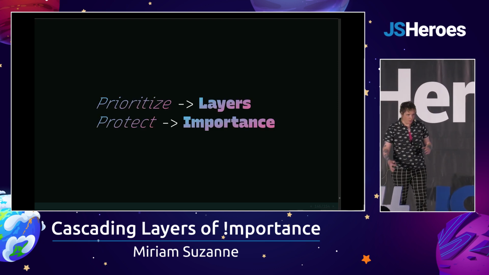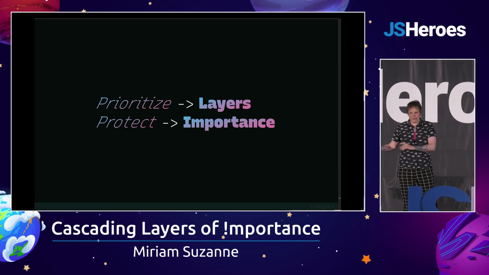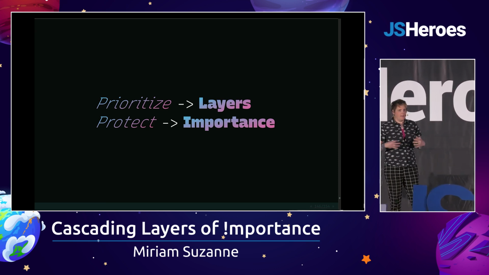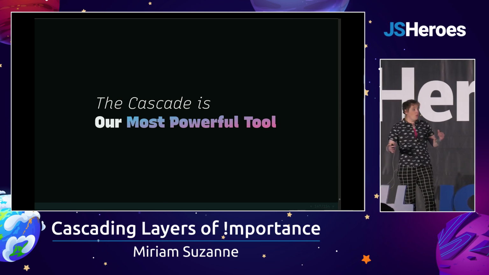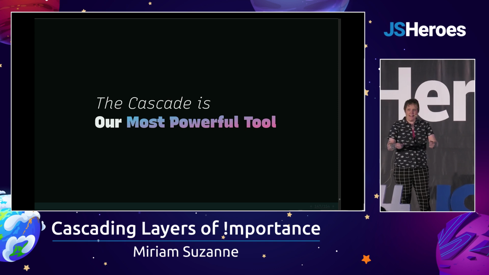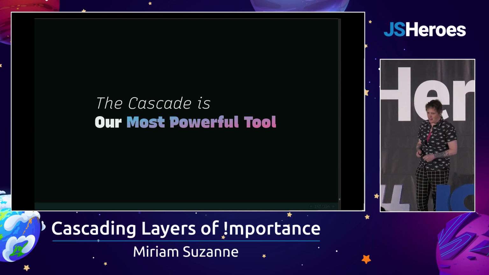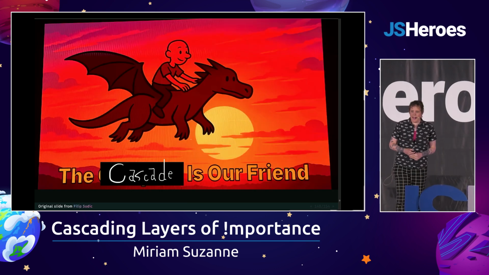So if we're trying to do general prioritization, we want to use layers for that. And it's only if we're trying to protect things that are essential and that shouldn't be overridden that we can use importance. So I can make you a certificate if you need it. You can take it back to your CTO or whatever. Do they care about your CSS? I hope they do. And you can say, I'm allowed to use importance for these things. It's legal. The Cascade is the most powerful tool that we have. It's our friend.